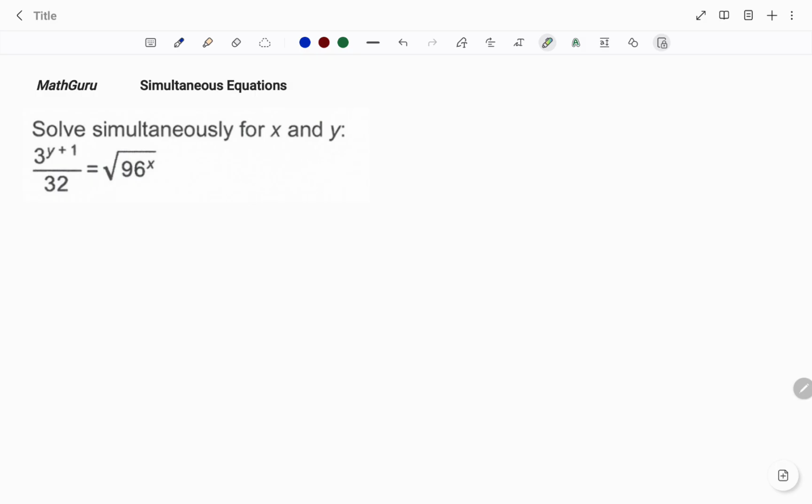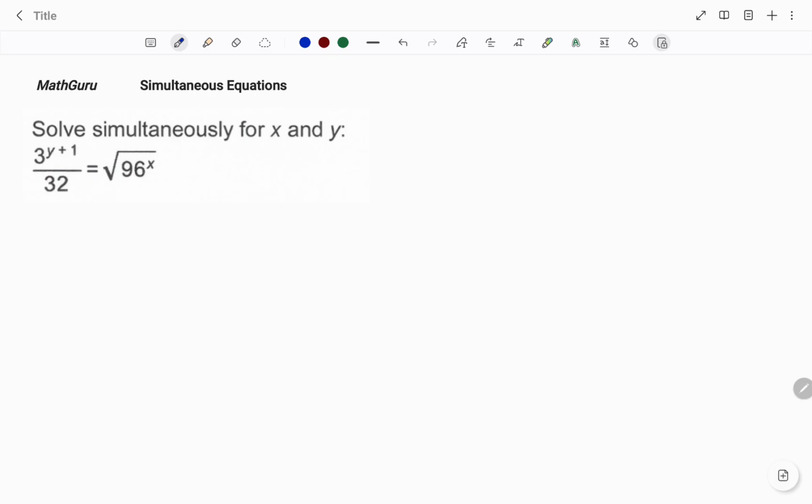For a simultaneous equation, we need two or more sets of equations that share common variables. In the example given, we are to solve simultaneously for x and y. 3 to the power of y plus 1 divided by 32 equals the root of 96x. You can see that this is one equation. So the first aim is to separate this equation so that I can derive at least two new sets of equation from what I have on ground.